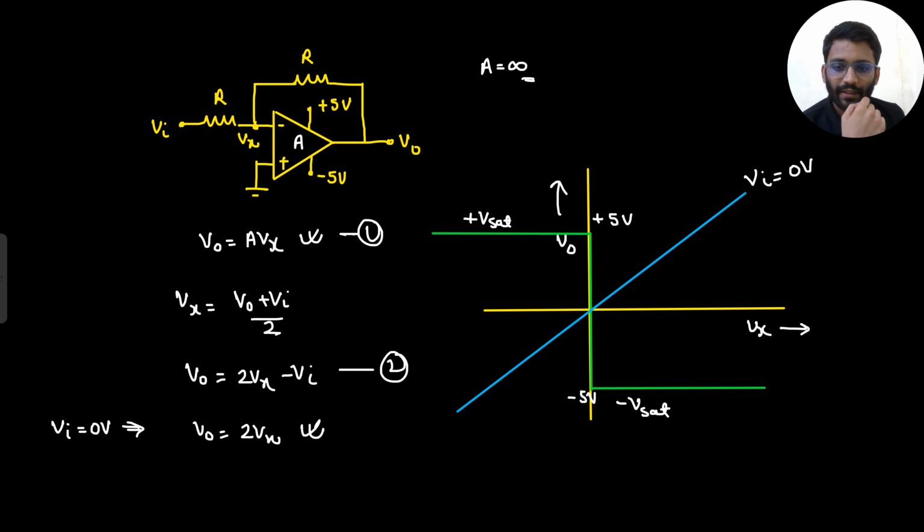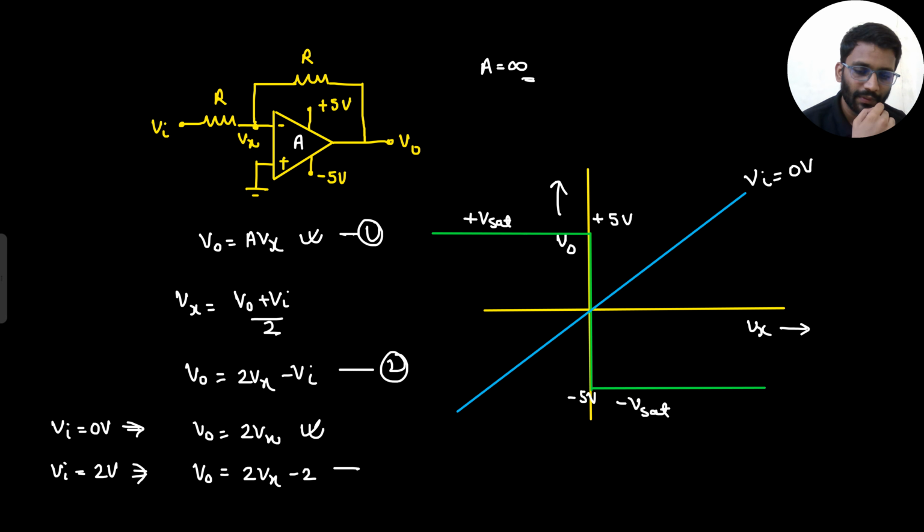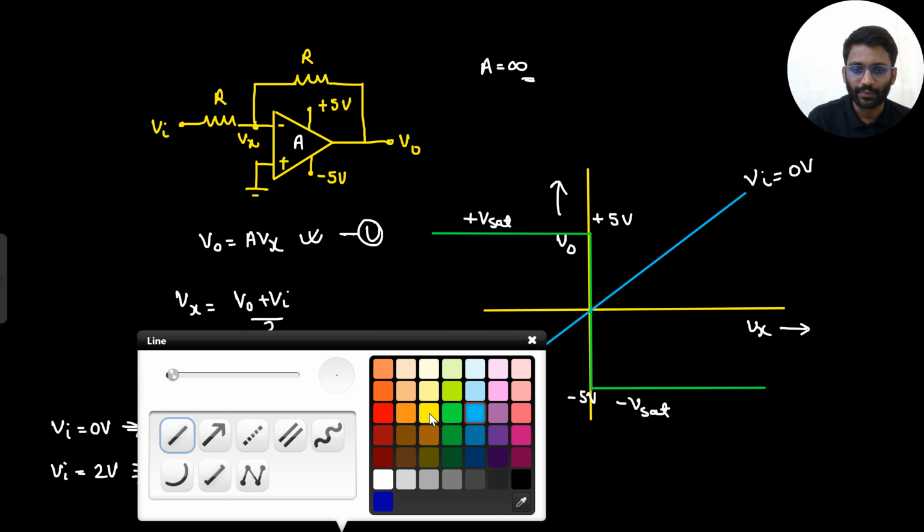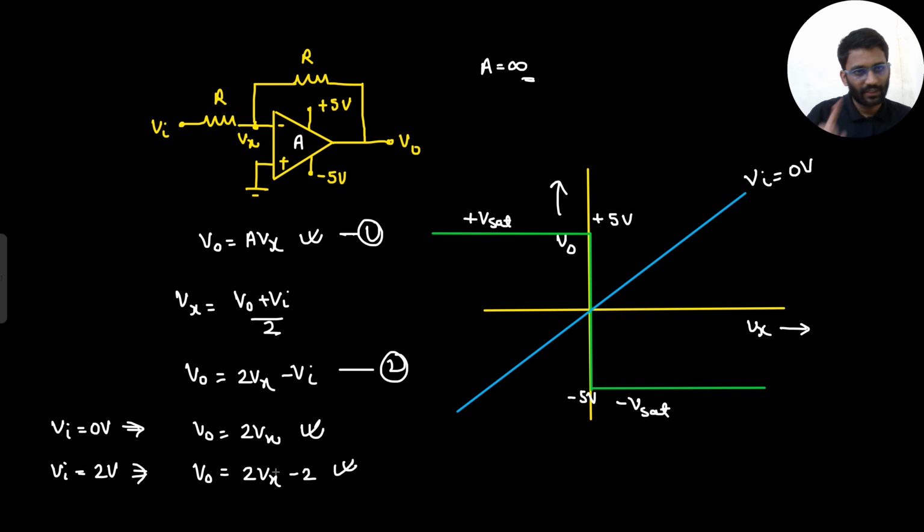Agreeing with this point? Let's assume your V in is 2 volt. If V in was 2 volt, what will be your output? That would be 2Vx minus 2. That means it will cut the y-axis at minus 2. The slope is the same. Slope is plus 2 only, but now it will cut the y-axis at minus 2.